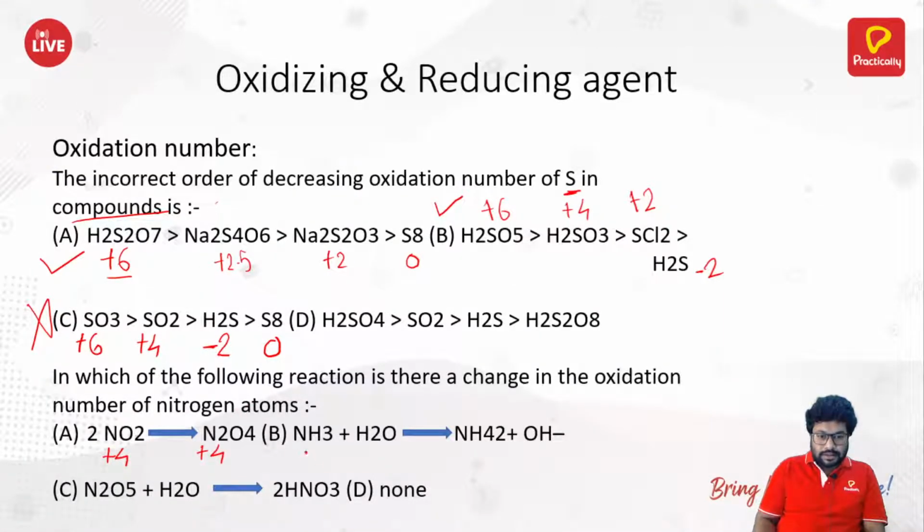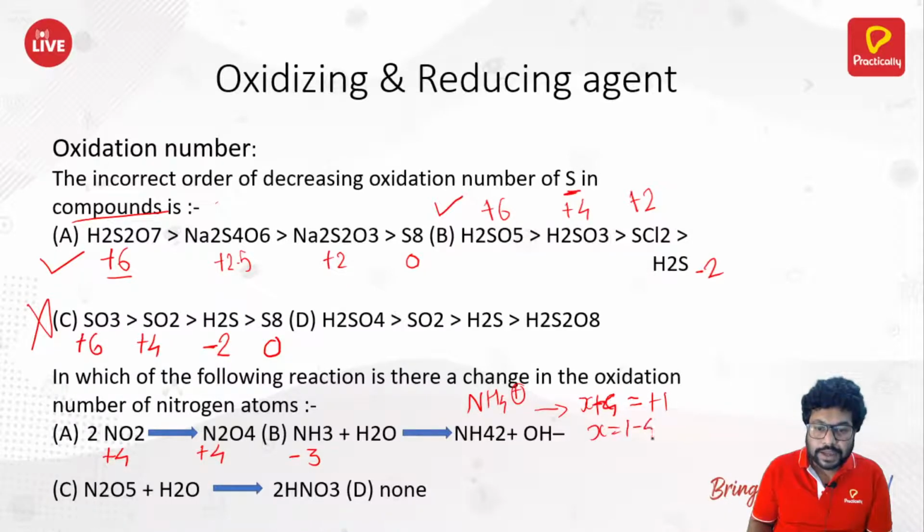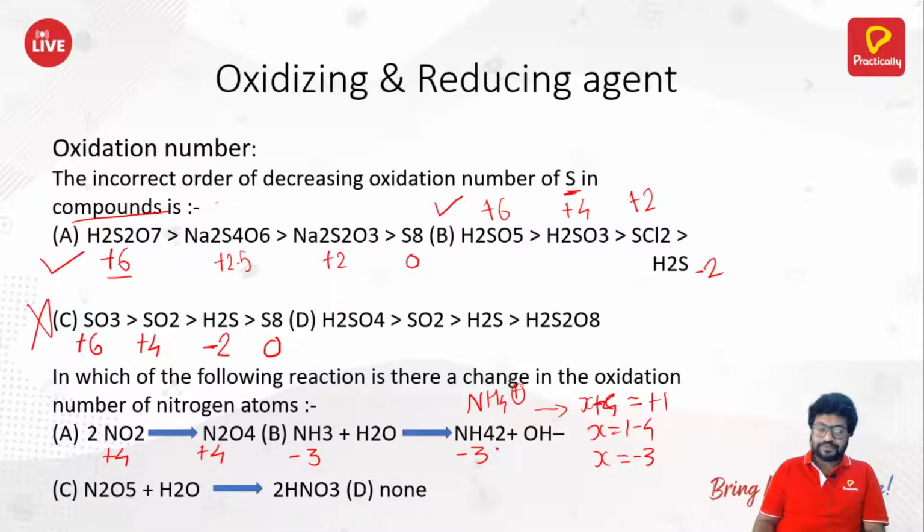Yeah. So here it is -3. Now let's see what is the oxidation state of nitrogen in NH4+. In NH4+, nitrogen's oxidation state we don't know, X. You got 4 hydrogen. Each hydrogen is in a +1, right? So you got X plus 4 is equal to the total charge, +1. So X is equal to 1 minus 4. X is equal to -3. So your nitrogen here also is in a -3. So there is no change.